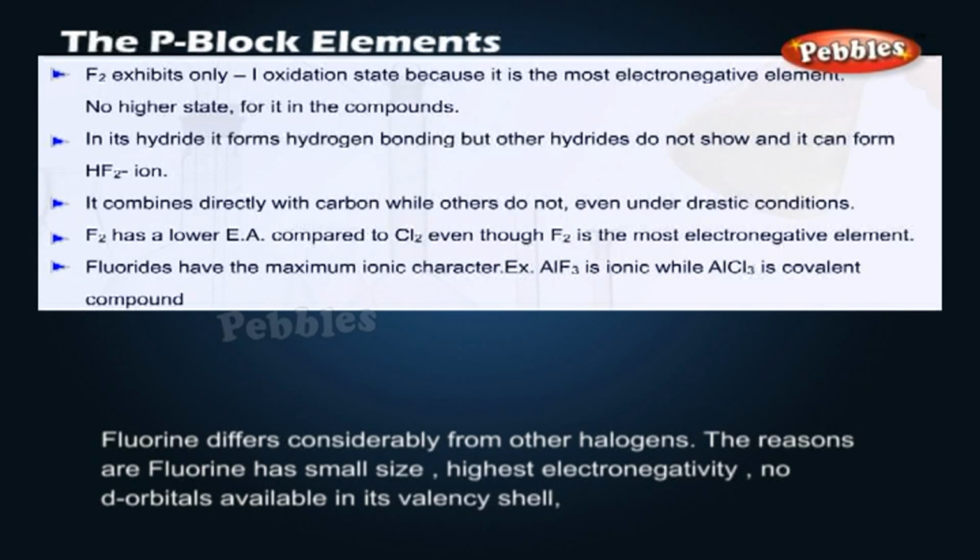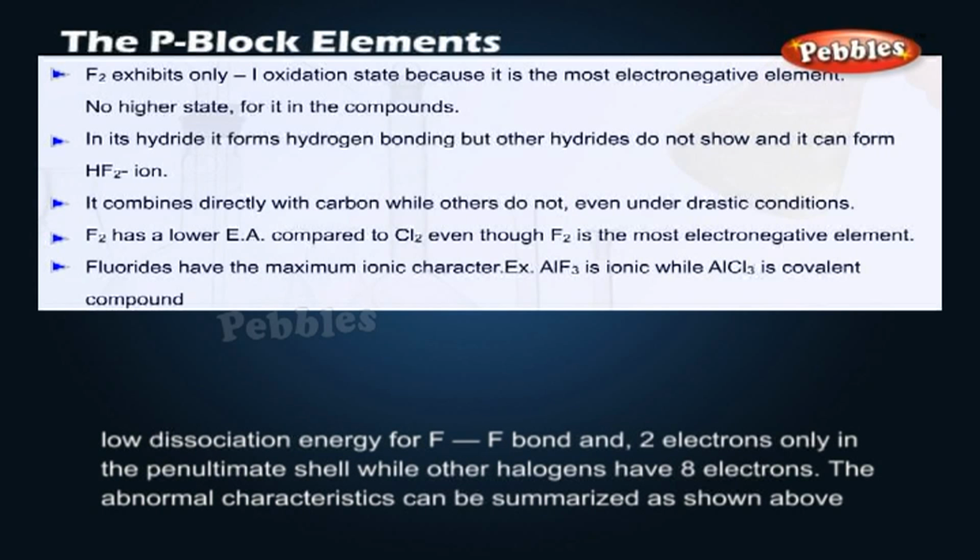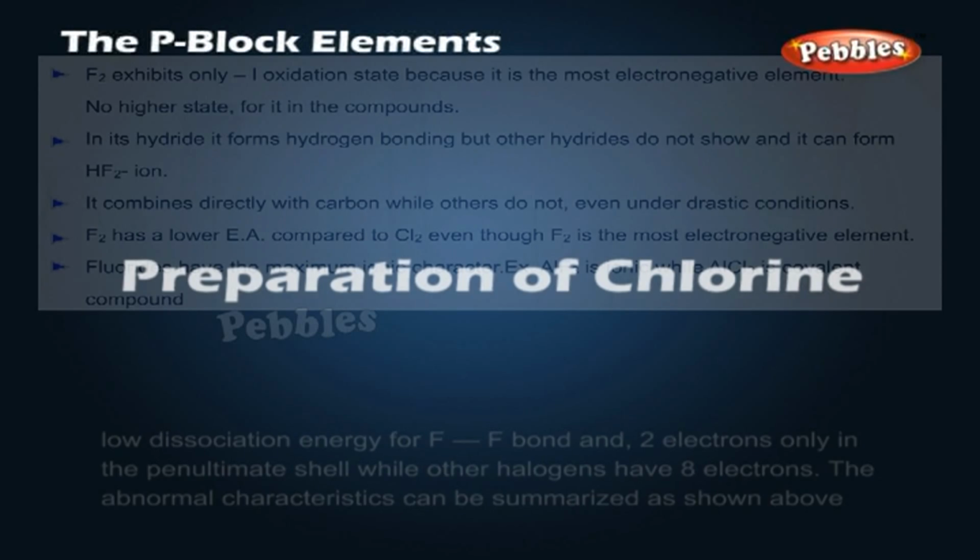Fluorine differs considerably from other halogens. The reasons are: fluorine has small size, highest electronegativity, no d orbitals available in its valency shell, low dissociation energy for the F-F bond, and only 2 electrons in the penultimate shell, while other halogens have 8 electrons. The abnormal characteristics can be summarized as shown above.